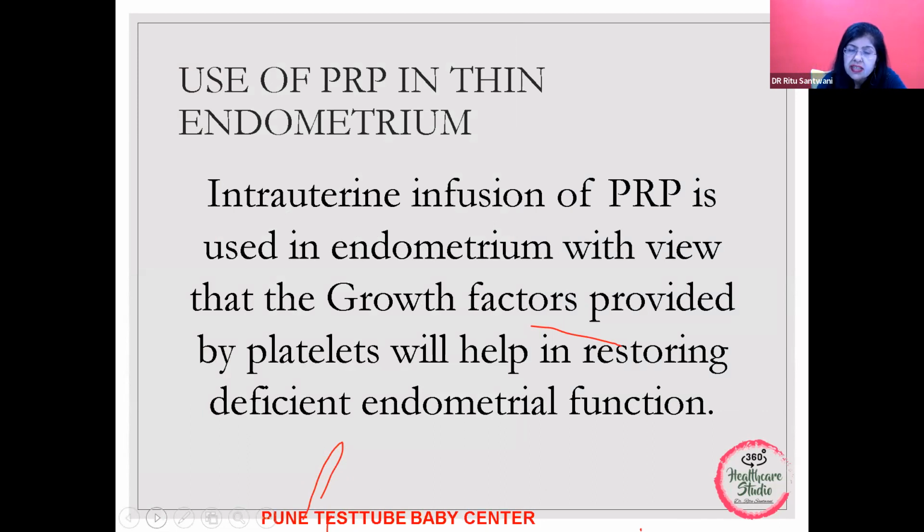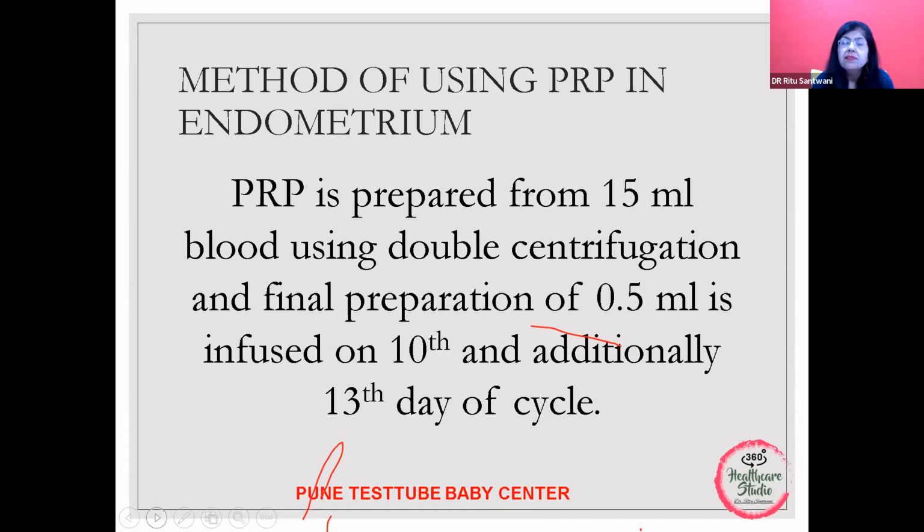Studies have come that intrauterine infusion of PRP is used in the endometrium with the view that the growth factors provided by platelets will help in restoring the deficient endometrial function. Here I am showing the method I am using, the double spin method, but these days with the single spin also a lot of PRP kits are available, so that is also good. As the technology advances, we have to shift to that. I still have a lot of stock of this, so that's why I'm using this. Those who have not, single spin is also available these days.